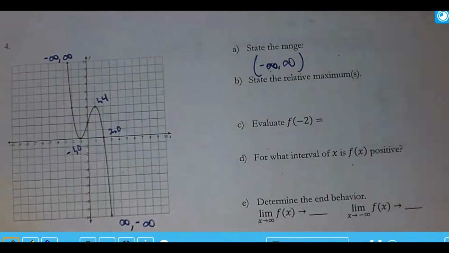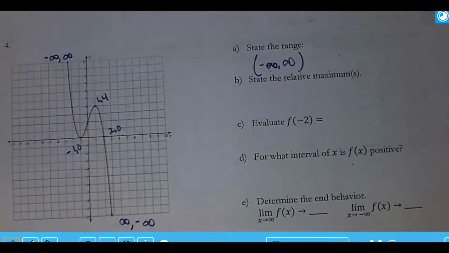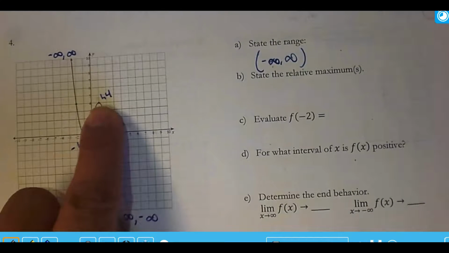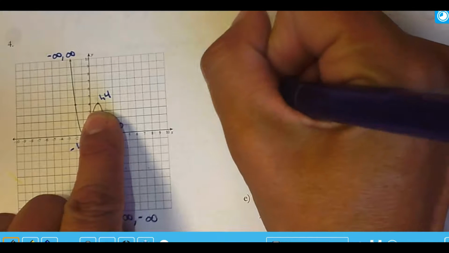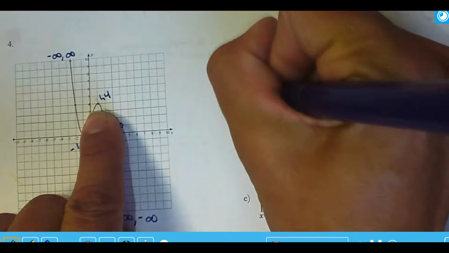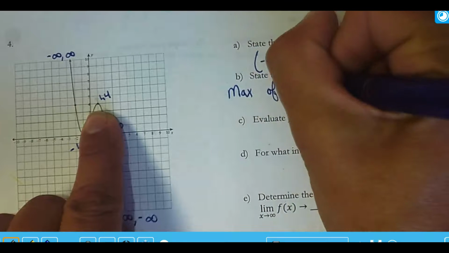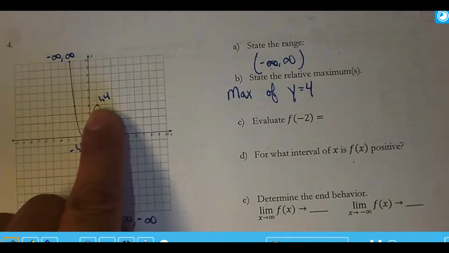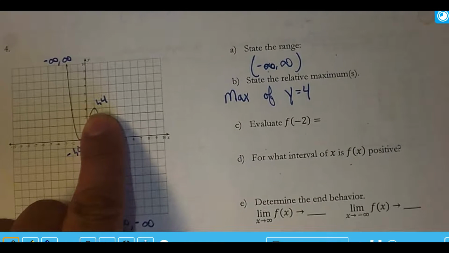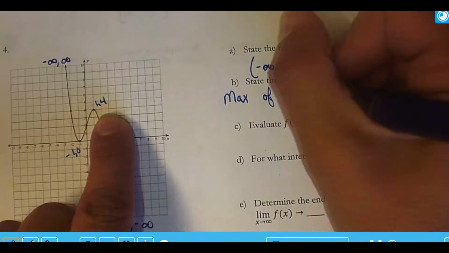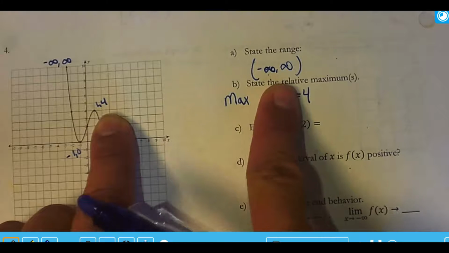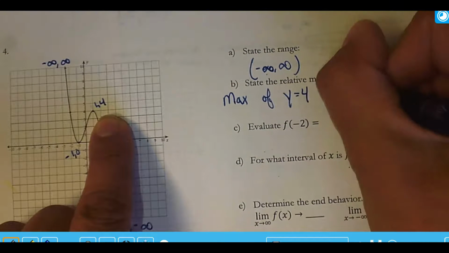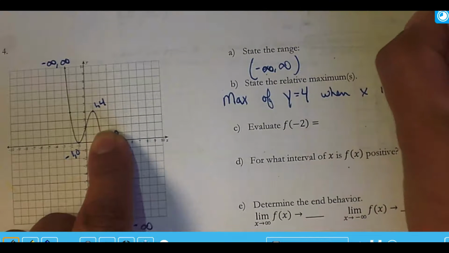Stating the relative max, that is your top of the hill and the bottom of the valley. So this is the only max I'm looking for. And you do have to say it's a max of, and the y value has to come first. Because when you state x first, that's not the max. That's a left or right distance. So max of y equals 4, you could have just said 4, when x is 1.